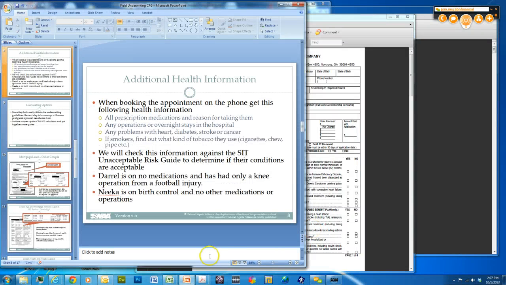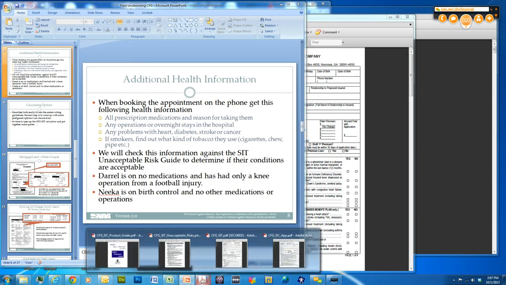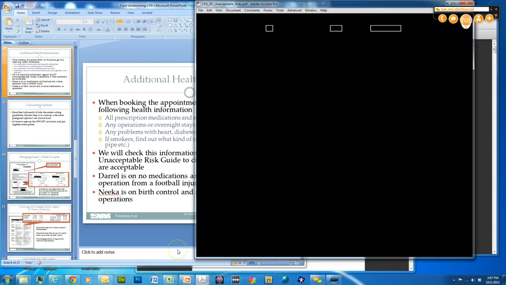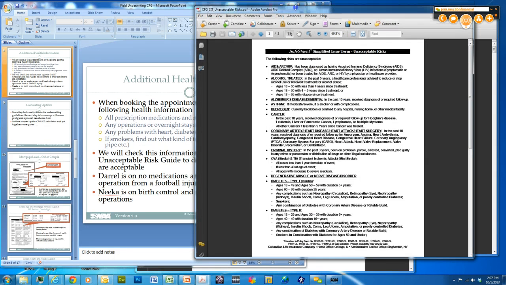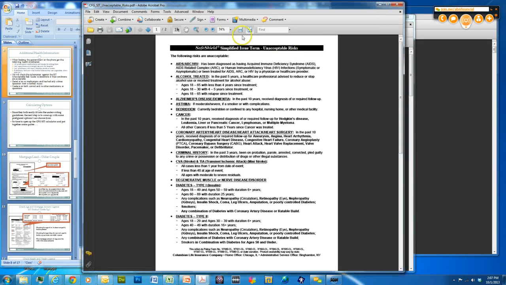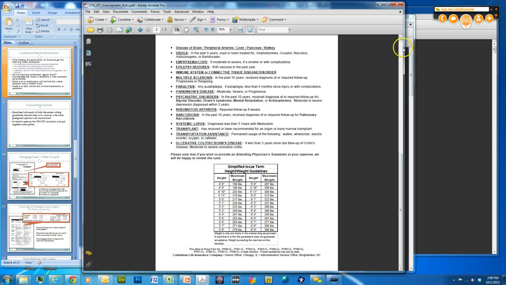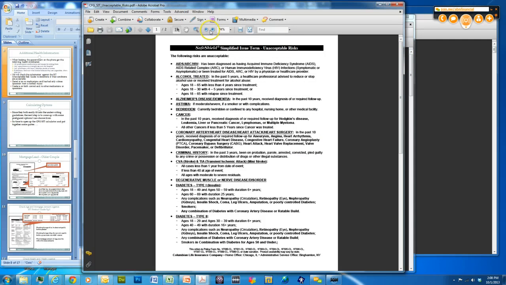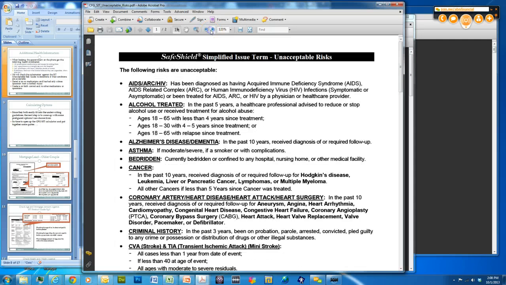Okay, now let me show you what that document looks like, so you're familiar with the Unacceptable Risk Guide. So here's what that looks like. It's just a 2-page document. You can see again, this is the height and weight. And when you read it, you can see that blown up a little bit. It says here the following risks are unacceptable.